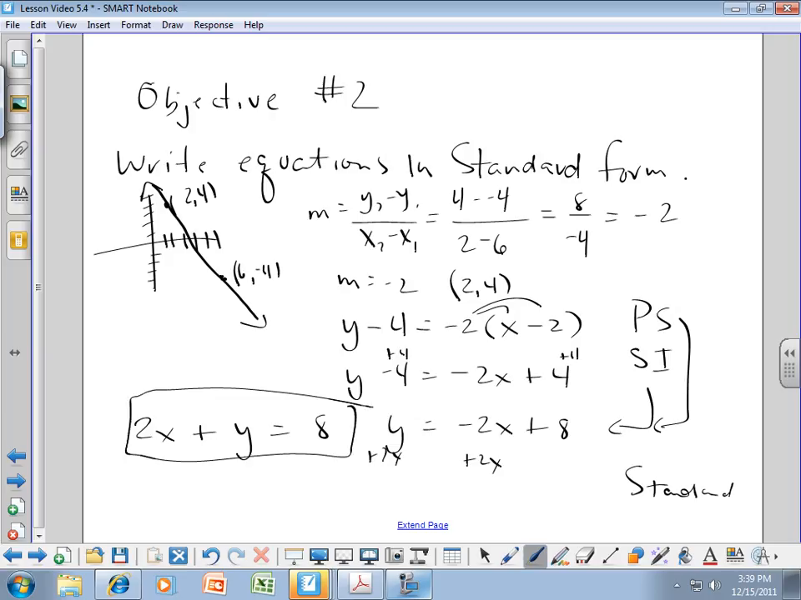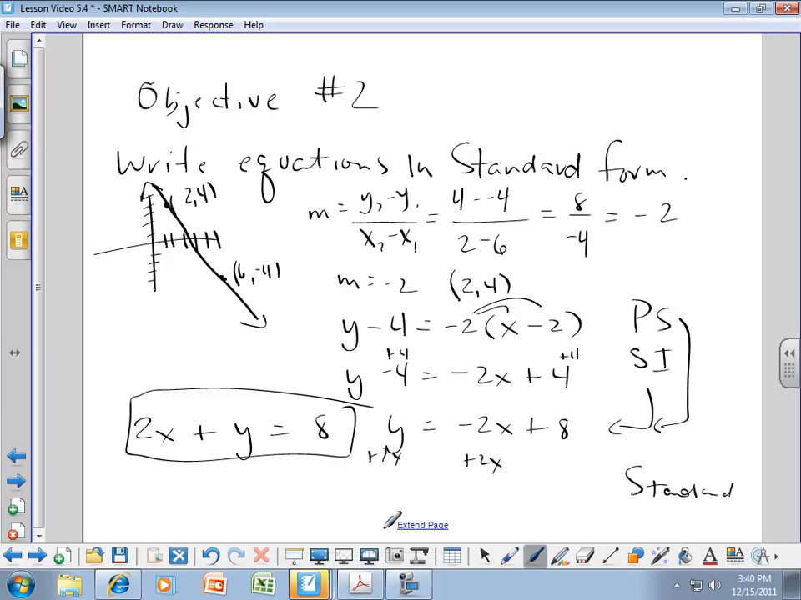So to get to standard form, you've got to use everything else you know about writing lines, don't you? You maybe start in point slope form, and then you distribute, you combine some like terms, and then you get the x and the y on the same side. All right? That's what we're looking at.